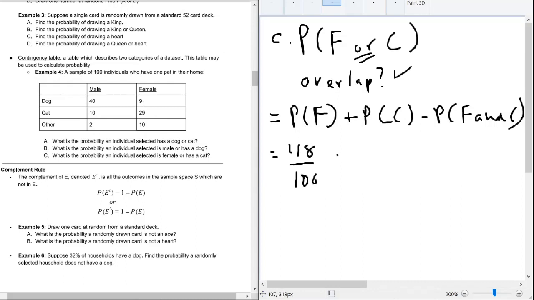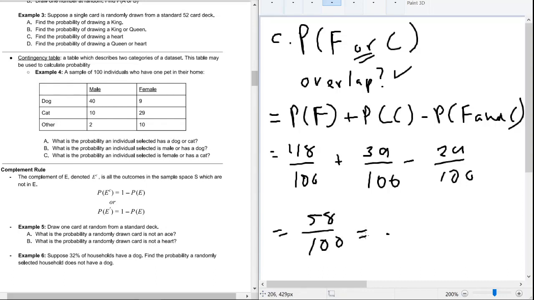Okay. Plus, we want to know how many cats are in the study. Okay, it doesn't matter if the person is male or female. We just want to know how many cats are here. So 10 plus 29, that's 39 out of 100. And then minus the overlap. If you notice with the overlap female and cat, that occurs right here. So here, the overlap, we're going to subtract 29 out of 100. Okay, and that'll give us our answer. This will be 58 out of 100, or 0.58.